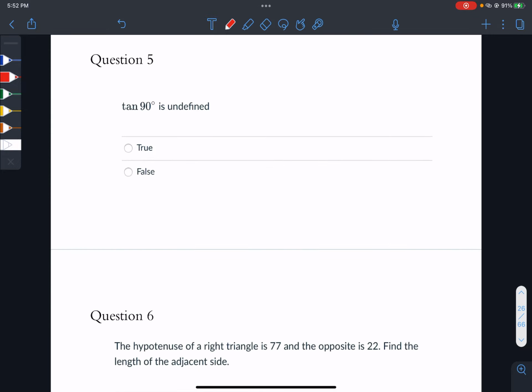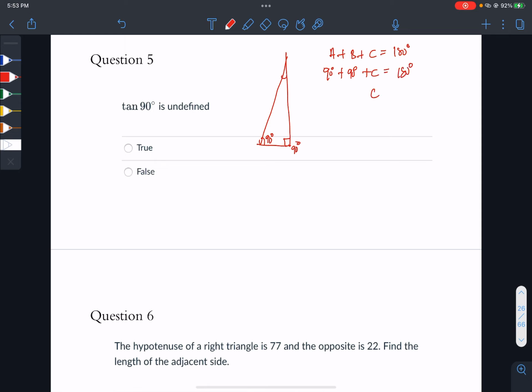Tangent 90 degrees is undefined. Actually, this one is a special triangle. Remember the triangle, if this is a right triangle, so this is 90 degrees. Let's say I'm expecting that this is 90 degrees. So, if this is 90, this is 90 also. Therefore, from earlier, A plus B plus C is equal to 180. So, if A is 90 and B is 90, then C would be equal to 0 degrees. So, this is actually 0.